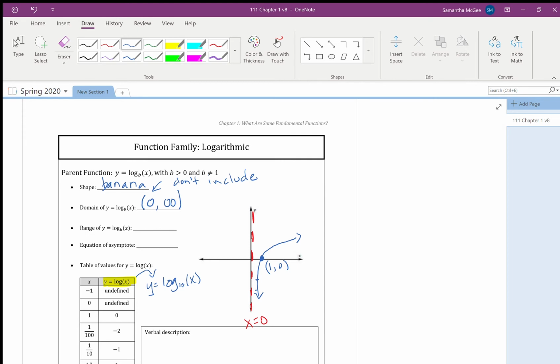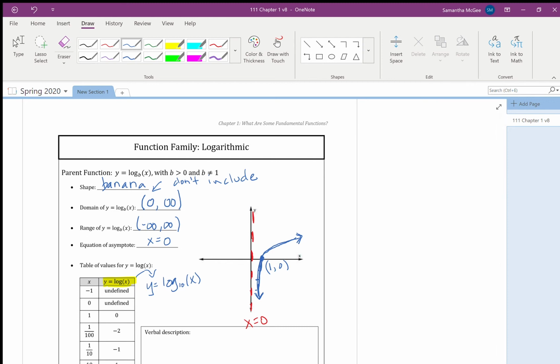Looking at our range, these are output values, our y values. We can see that our graph goes down forever, so it goes from negative infinity, and it grows slowly, but it also goes up forever, to positive infinity. And then we already said that we had x equals 0 as the equation of our asymptote.